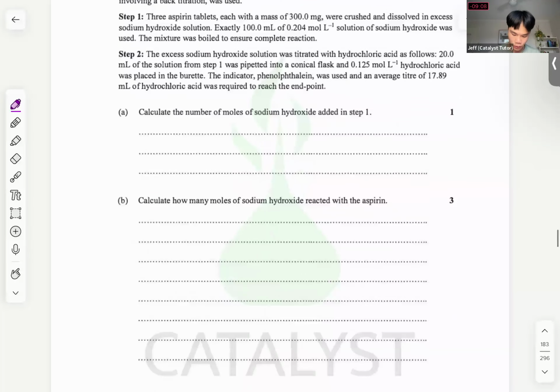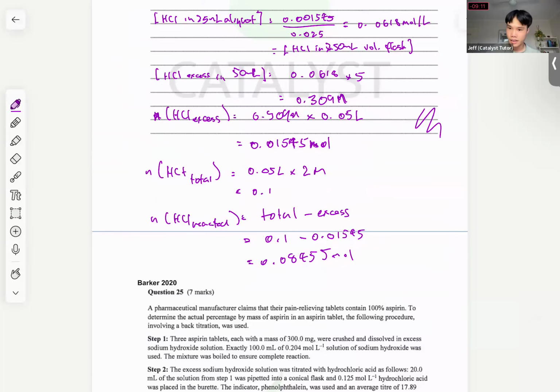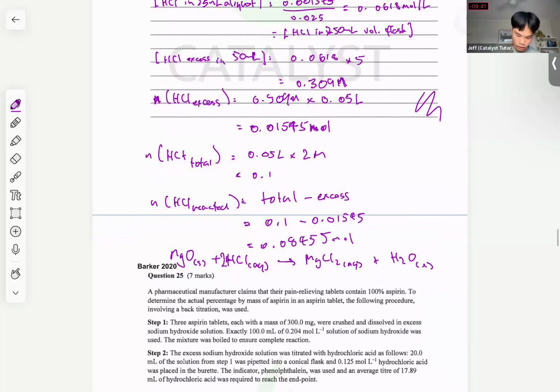Okay, so we have the moles of HCl reacted, and now we're going to take the equation from before for magnesium oxide, because this HCl reacted with the magnesium oxide originally. Magnesium oxide and HCl will form MgCl2 plus H2O, and that is balanced. So therefore, the moles of MgO reacted is equal to half the moles of HCl reacted, since it's a 2-to-1 ratio.